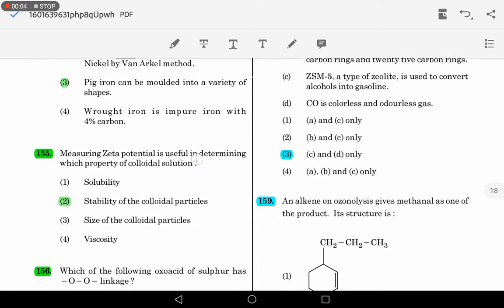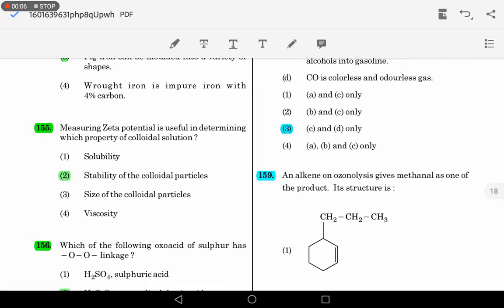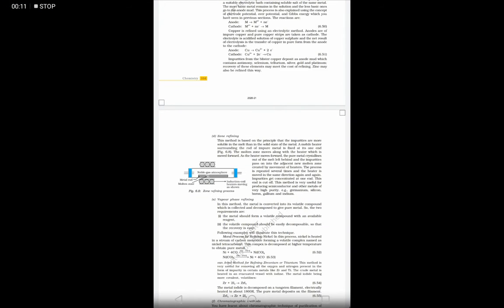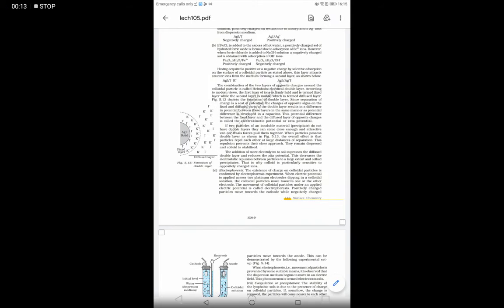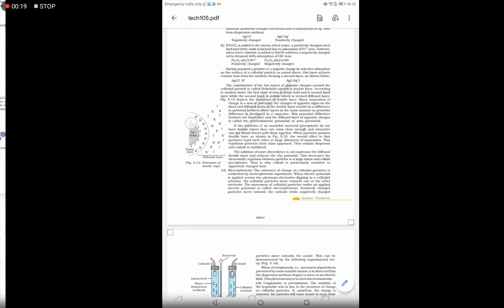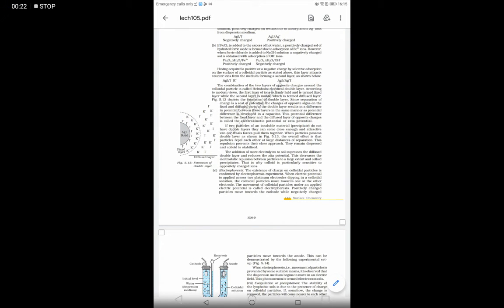Measuring zeta potential is useful in determining which property of colloidal solution? Of course, the stability. The charge and solvation indicate stability. Also, the formation of double layer infers stability to the colloids. This is because formation of double layer will result in organization of charges.